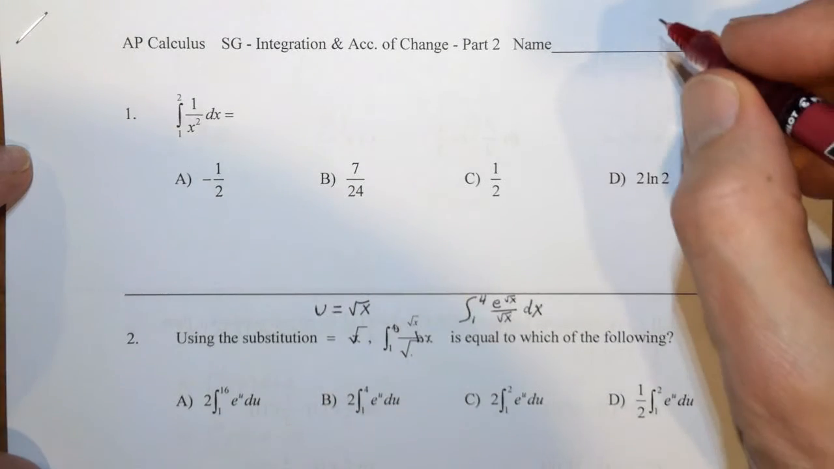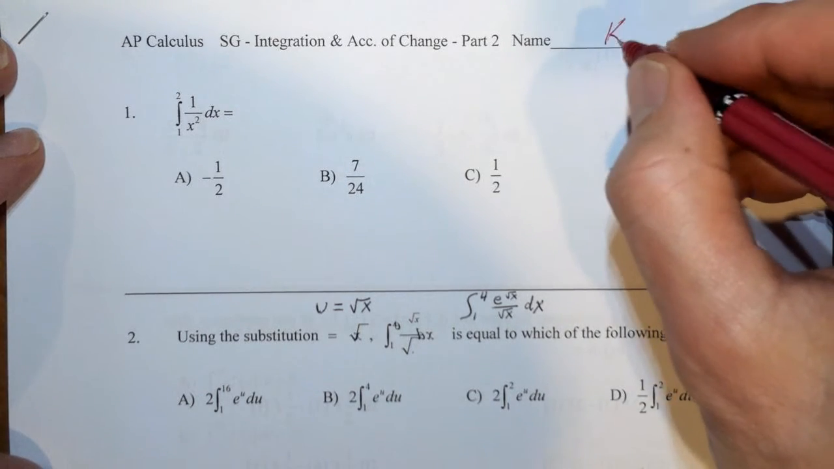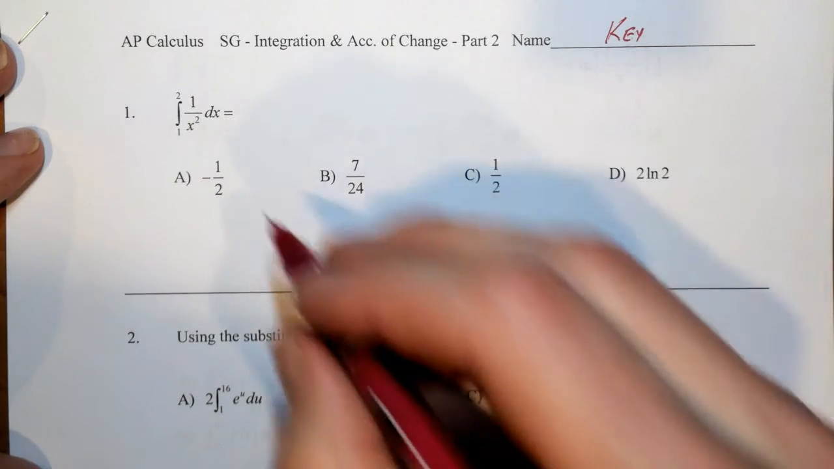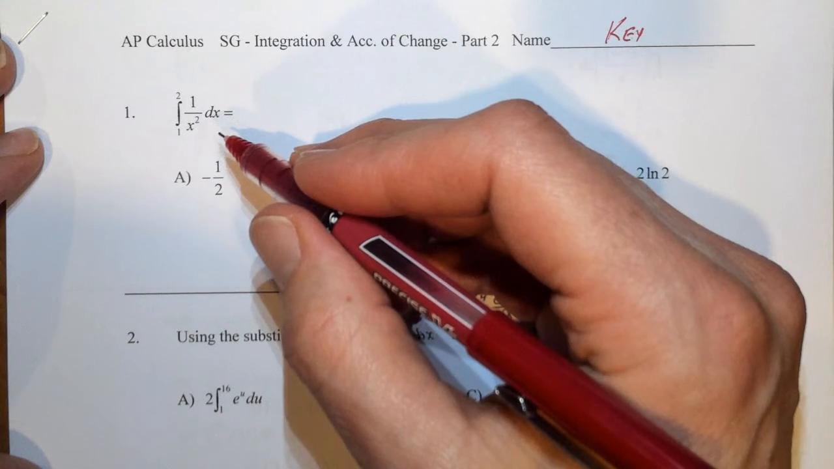Okay, we have the key for the study guide. This is integration and accumulation of change, part 2. First problem, we see the integral from 1 to 2 of 1 over x squared dx.